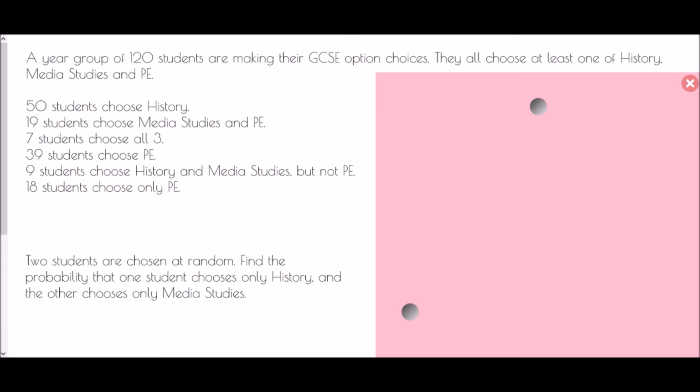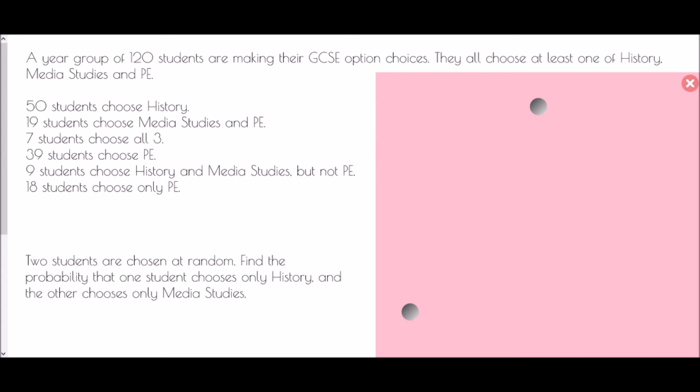50 students choose history, 19 students choose media studies and PE, 7 students choose all three, 39 students choose PE, 9 students choose history and media studies but not PE, and 18 students choose only PE. 2 students are chosen at random. Find the probability that one student chooses only history and the other chooses only media studies.